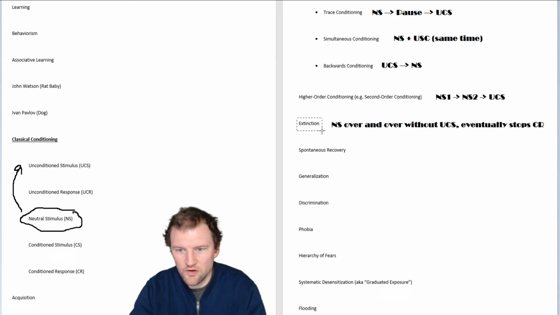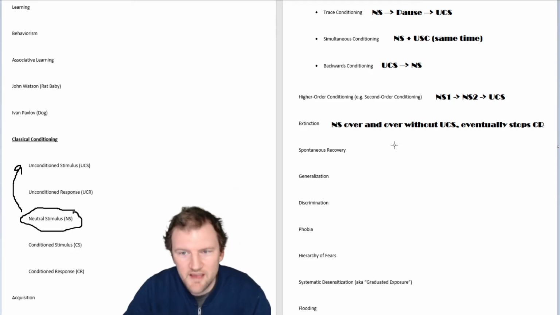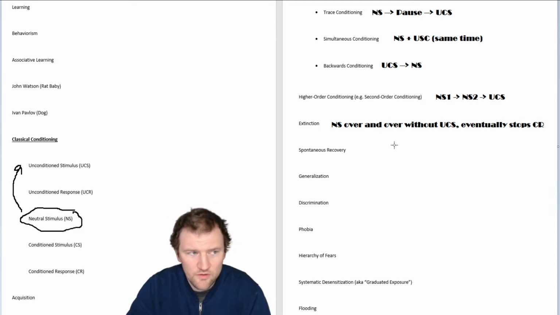Extinction is the goal of that. So if you have a phobia that's created from classical conditioning, which a lot of them can be, the goal of that kind of therapy would be extinction of the conditioned response.